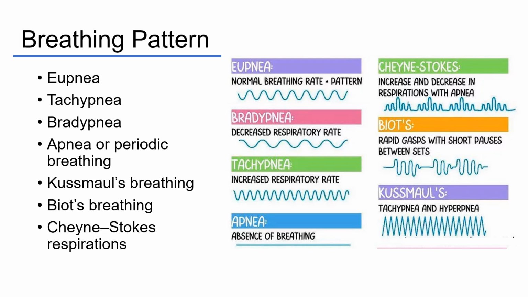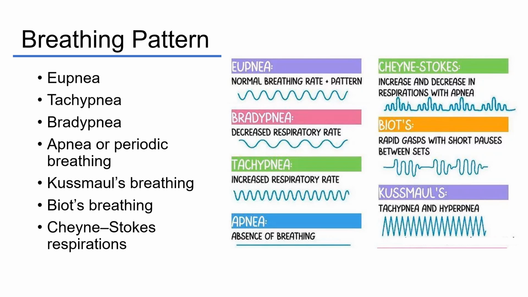Kussmaul breathing. This is an increase in rate, so you're breathing pretty fast, and an abnormally deep respiration. So breathing fast, but the respirations are deep. This can happen for a few different reasons. Sometimes if you are acidotic, so your pH levels are low in the blood, your body will try to breathe off carbon dioxide, because carbon dioxide is acidic. So if you have Kussmaul's breathing, it could be that you're acidotic.